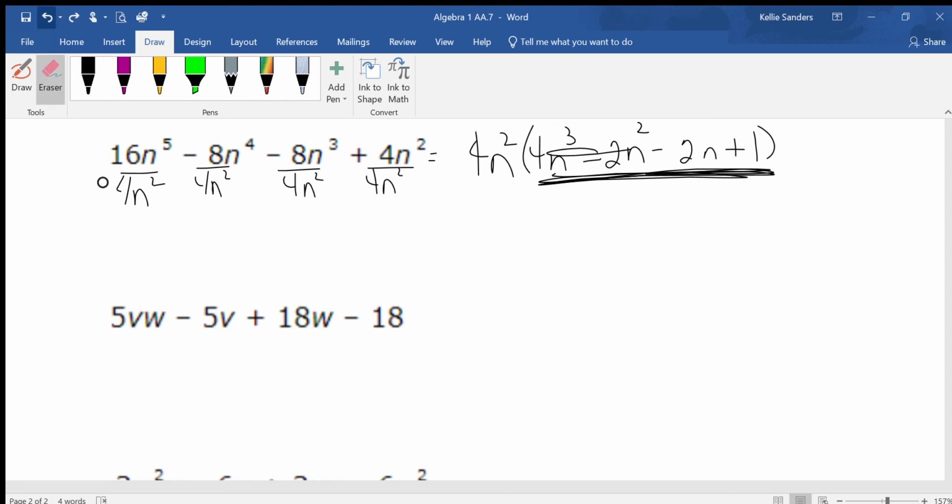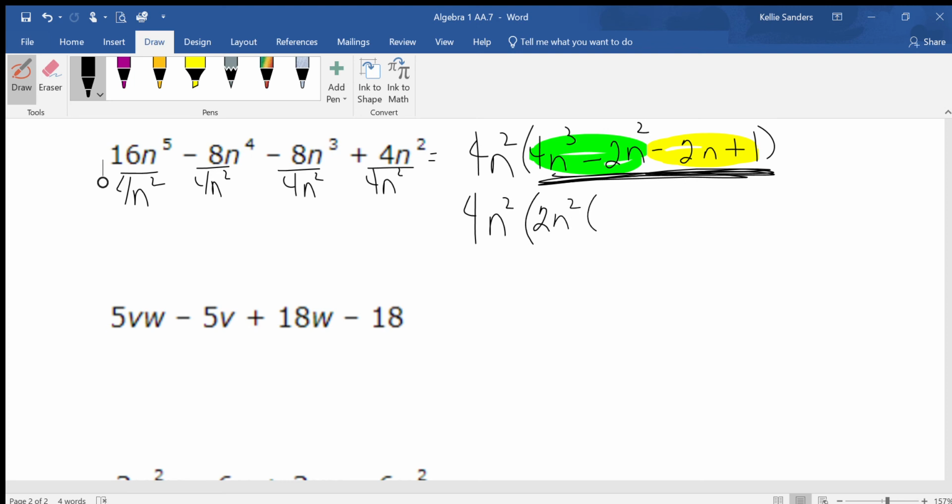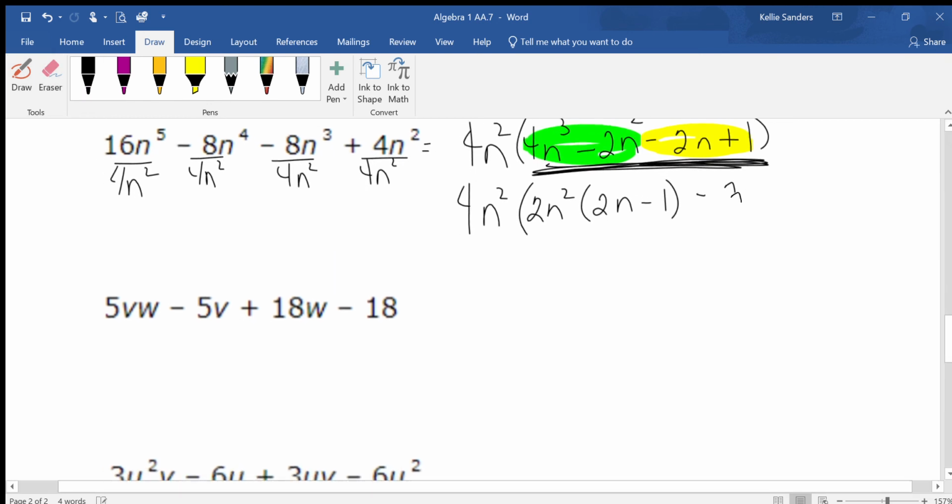Undo, more. There we go. So here and here. So the 4n squared is chilling. Okay, so 2n squared comes out of the green. So 2n minus 1 is left. A minus 1. No, minus 2.